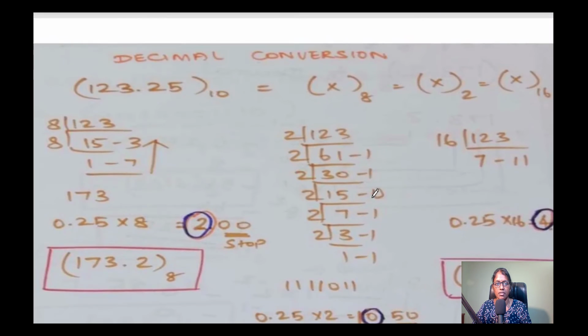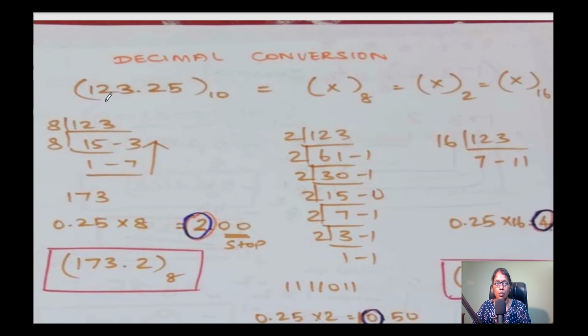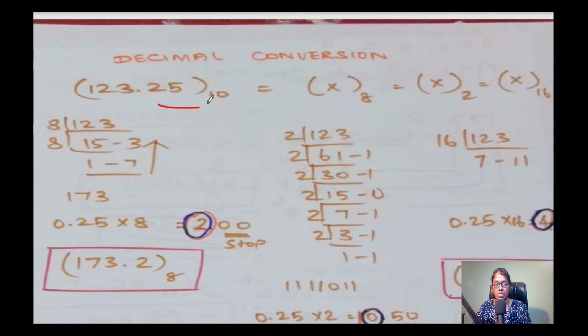In the same way they have given some sums. Work out this problem. 123.25 is a decimal value, where they have given x. So x means you have to identify. How will you convert this decimal number with fractional part into octal, binary and hexadecimal value? You have to mention that. So take down this 123, the whole part, and divide it by 8. Then take this 0.25 times 8, which gives 2.00. So the process stops here. Take this 2, and 173 from bottom to top.